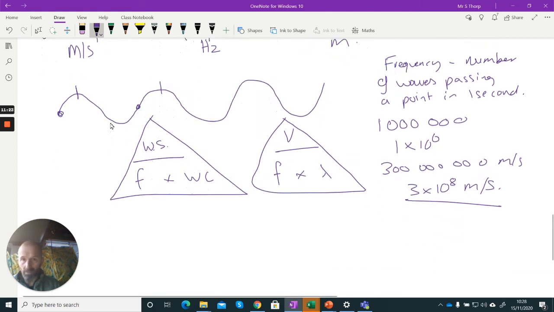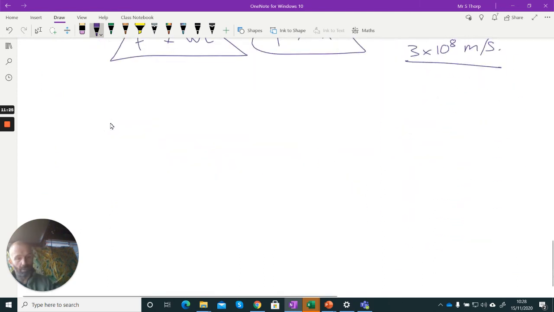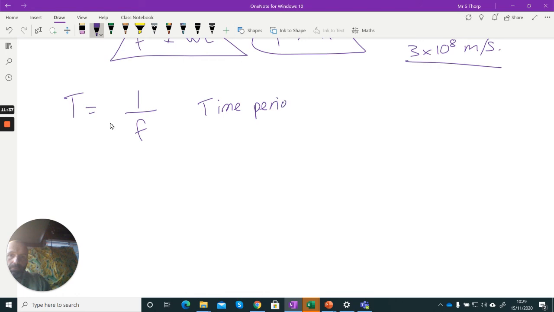Right, we've got another equation which is given to you, but it's worth remembering. So T is equal to 1 over frequency. So this is the time period, which is the time for one wave. So how long it takes for one wave to pass you is equal to 1 divided by the frequency. So this is given, but it's easy to remember.